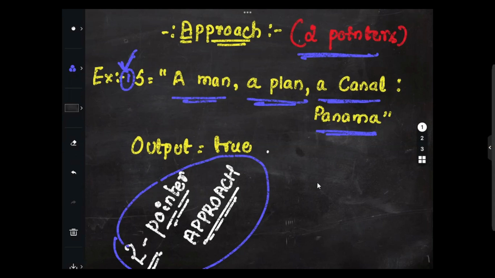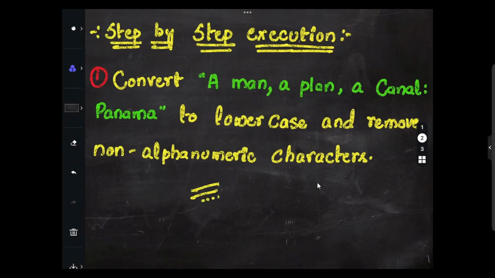After removing the non-alphanumeric characters, as well as converting all the letters to lowercase, it reads the same forward and backward as well. So the output is true in this case. We have already discussed the first example. Let's see the step-by-step execution right here.